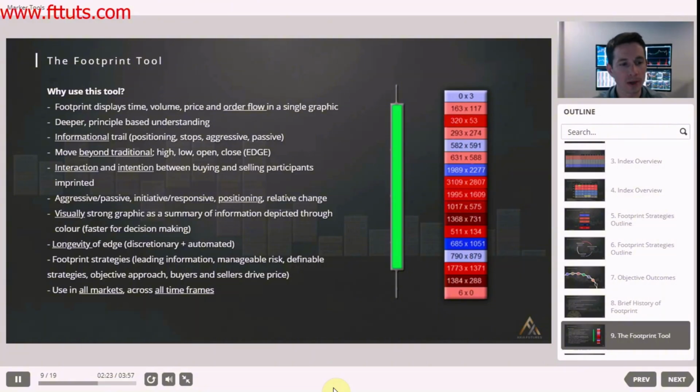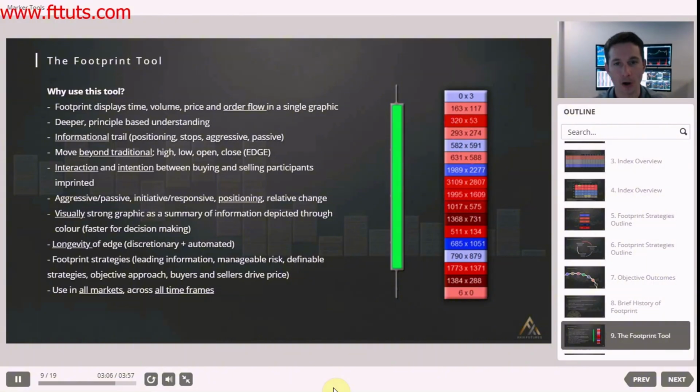With a footprint tool, we can identify the interaction and intentions between buying and selling participants as it gets imprinted within a footprint. Note, with a footprint tool, we can also see the aggressive and passive interaction, initiative and responsive price action, the positioning as well as relative changes occurring at each price. The footprint is a wonderfully strong visual graphic that summarizes a lot of information in a very simple graphic. And humans tend to recognize and remember colors a lot easier than numbers. So by depicting it in colors, we can see the information a lot easier and make decisions a lot quicker.